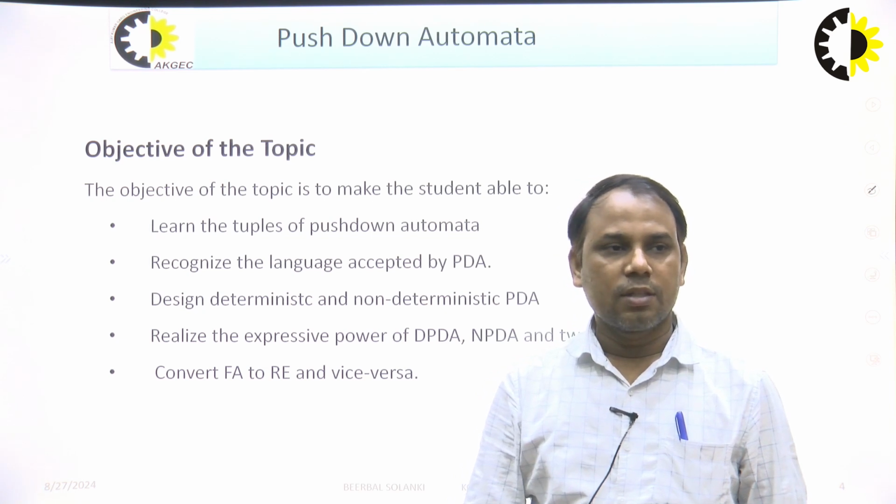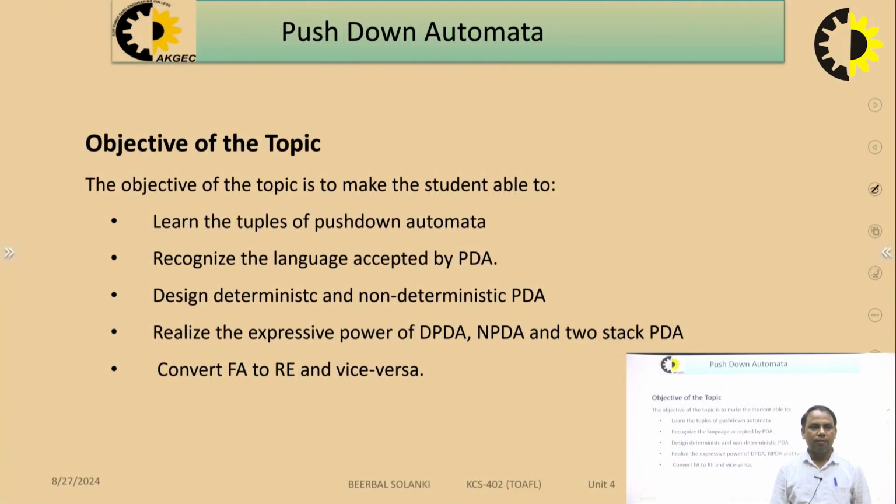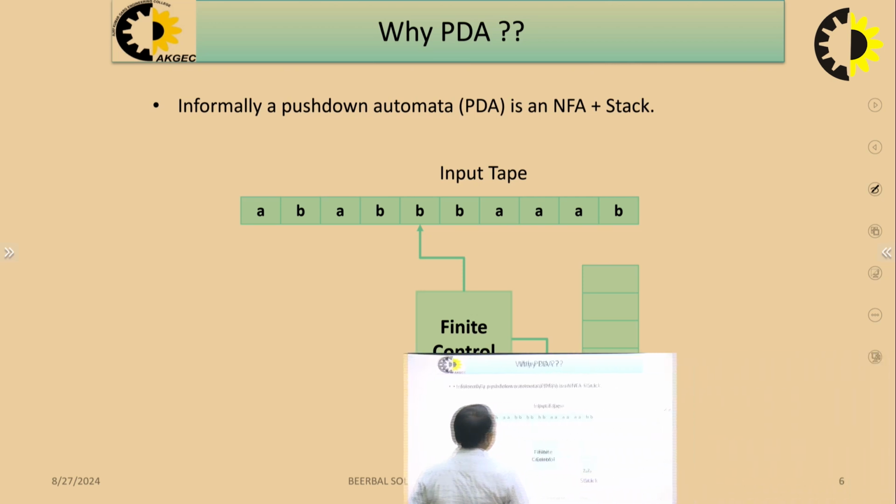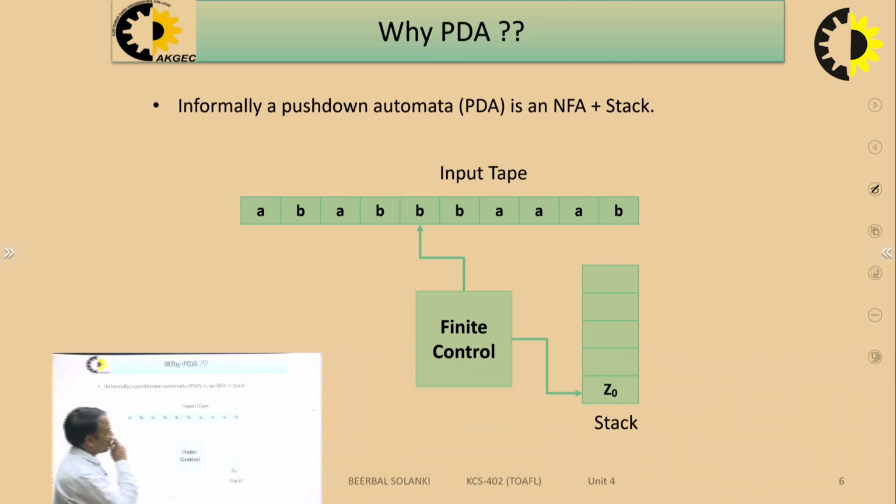And fourth is to realize the expressive power of DPDA, NPDA and two-stack PDA, and convert FA to regular expression and vice versa. Now we will discuss the formal definition of the pushdown automata. This is the structure of the PDA, that is, formally a pushdown automata PDA is an NFA with stack.